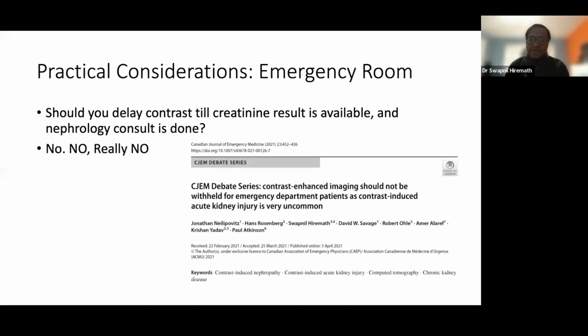And this is a nice debate that you can read. It was published last year, where a couple of nephrologists and a bunch of emergency doctors came together, and we debated both sides, saying you should wait or you should not wait.